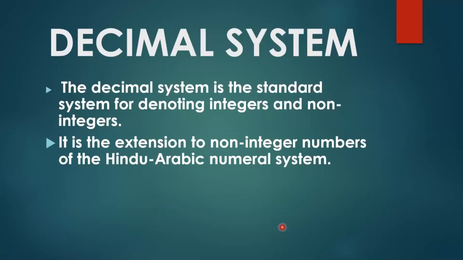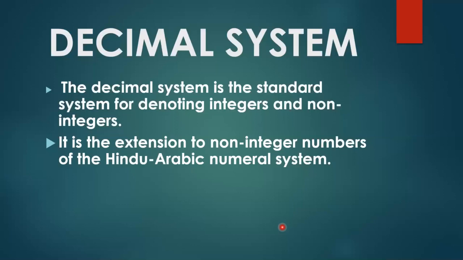Now you know what non-integer numbers are. The numbers that are not integers are known as non-integer numbers. Integers means positive numbers, negative numbers and zero. So the rest of the things like fractional numbers, rational numbers, irrational numbers, everything becomes non-integers.